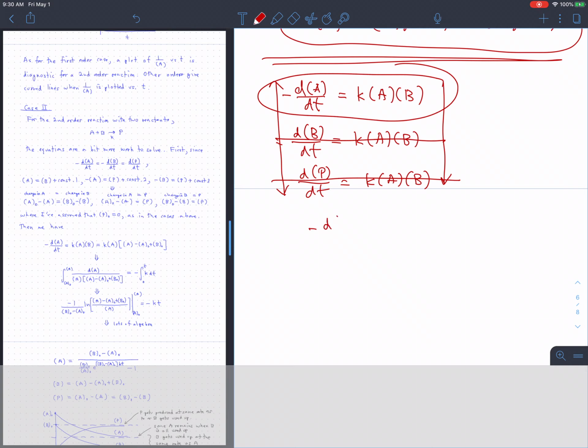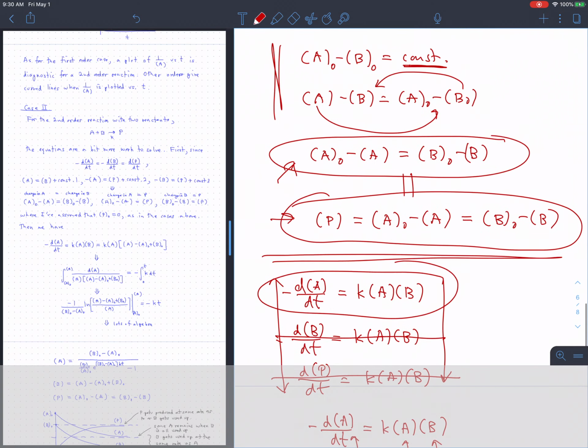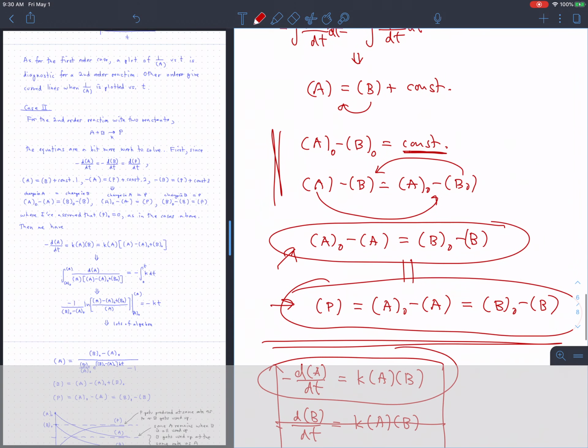So minus dA/dt is equal to k times A times B. And there's an immediate problem, right? We have A on this side and A there, but then there's this extra variable B. We've got to eliminate that, right? We got one differential equation here. We can only have one unknown. We can't have two unknowns. But we have this relationship up here, which gives us B as a function of A.